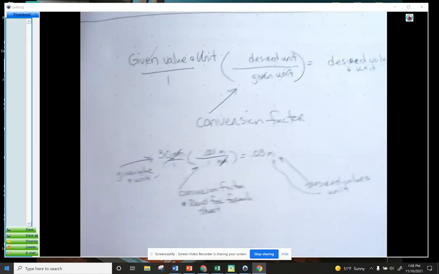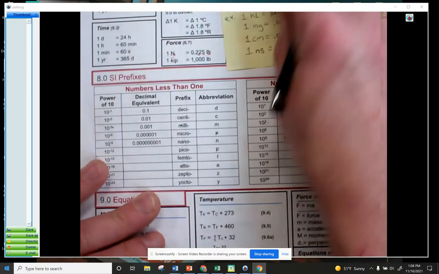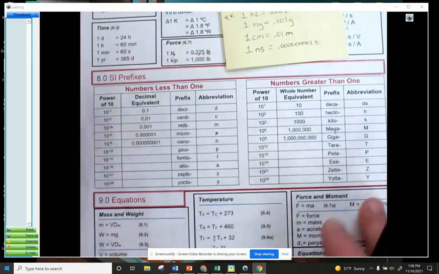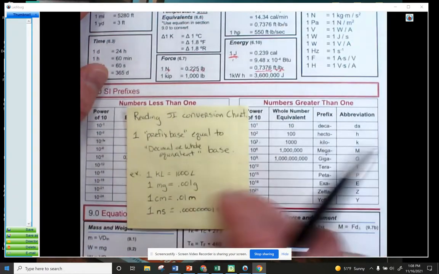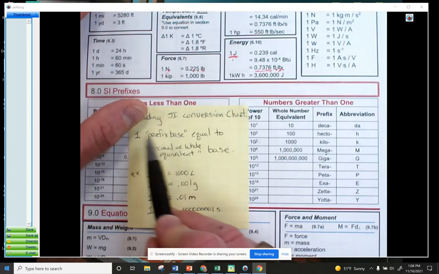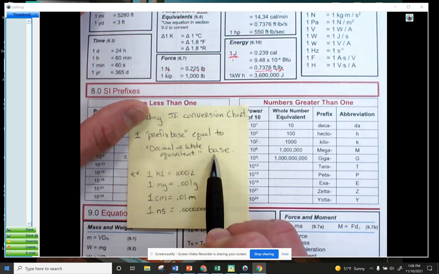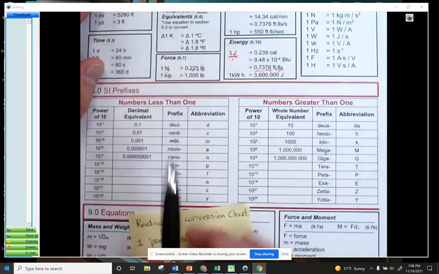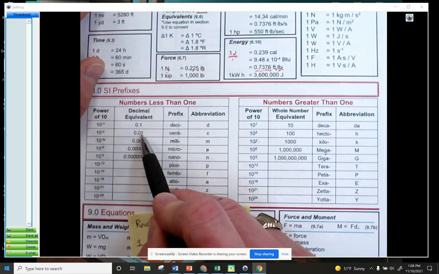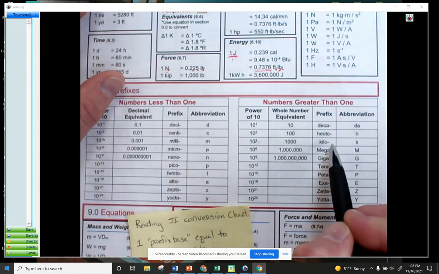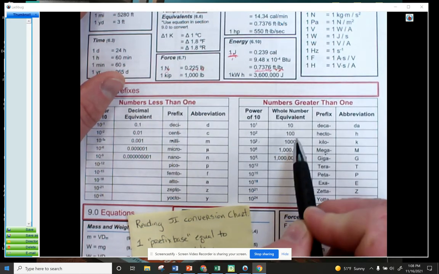Okay, so let's go to the conversion factor sheet. So your SI chart right here is to convert to and from base units. The way you're going to read this chart is 1 prefix base is equal to the decimal or whole number equivalent base. So 1 centigram is equal to 0.01 grams. 1 kilogram is equal to 1,000 grams.